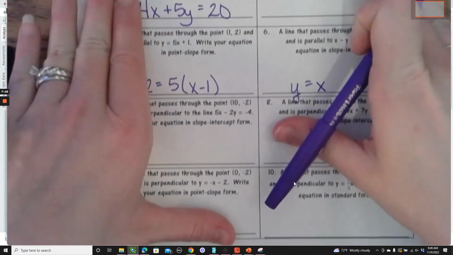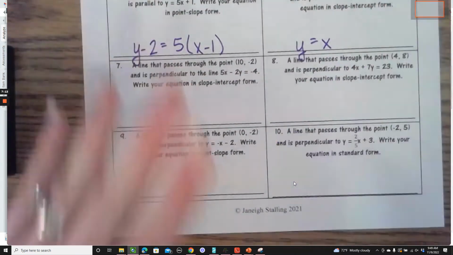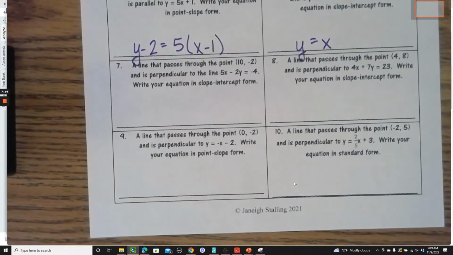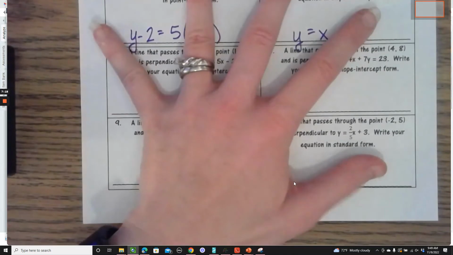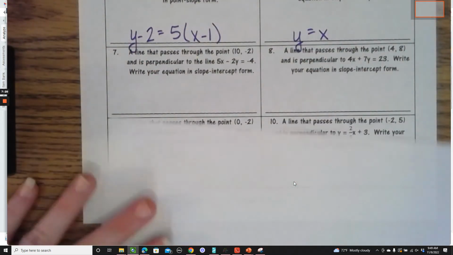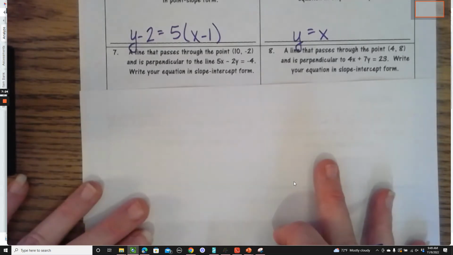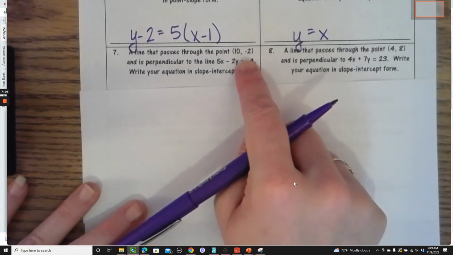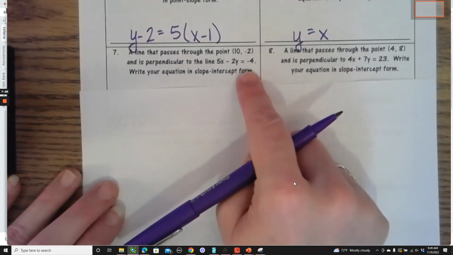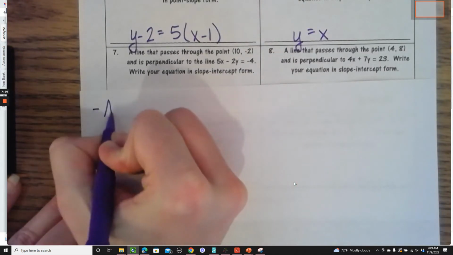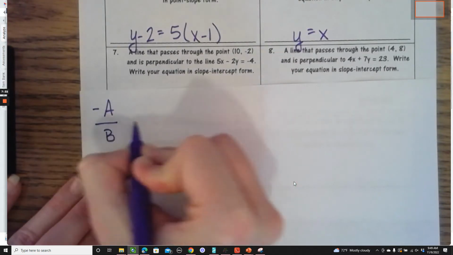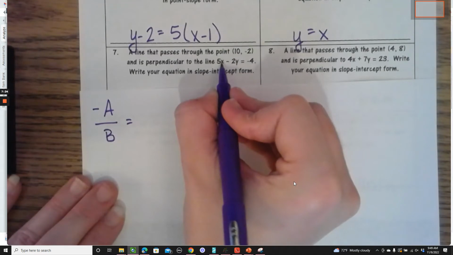Okay, now perpendicular. So remember, perpendicular, negative reciprocals. All right? So a line that passes through the point (10, -2) and is perpendicular to the line 5x minus 2y equals negative 4. Well, we've got to find the slope first. Negative a over b.